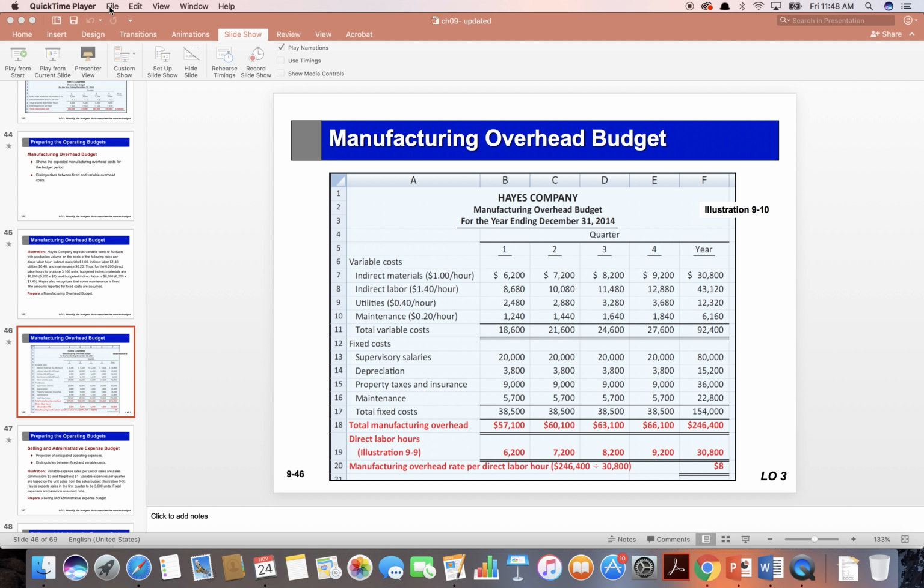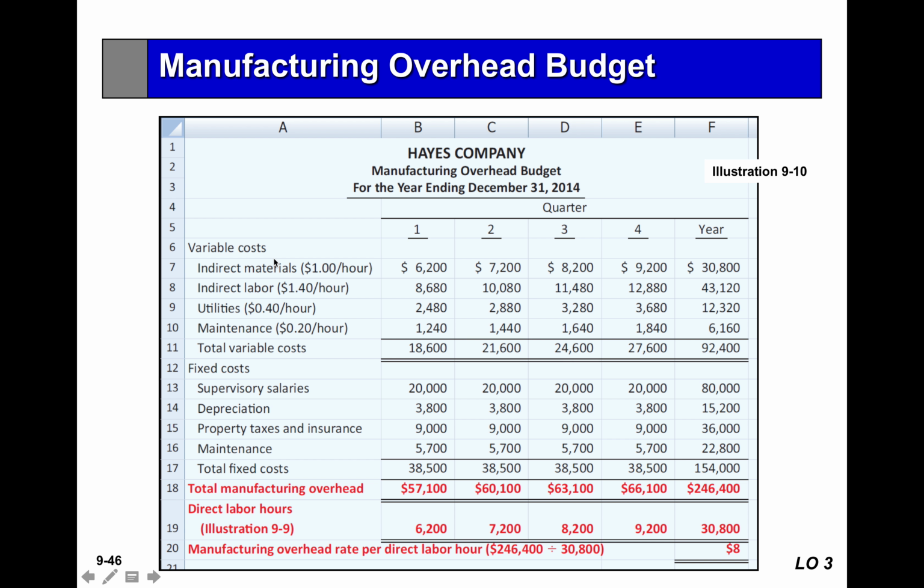Okay, so let's talk about the chapter from where we left off in the class. We were talking about the manufacturing overhead budget. I just want to quickly show you, and remember, this area of the budget is just to make sure you understand this, so I always ask you multiple choice questions regarding what is going on in this side of the budgets.